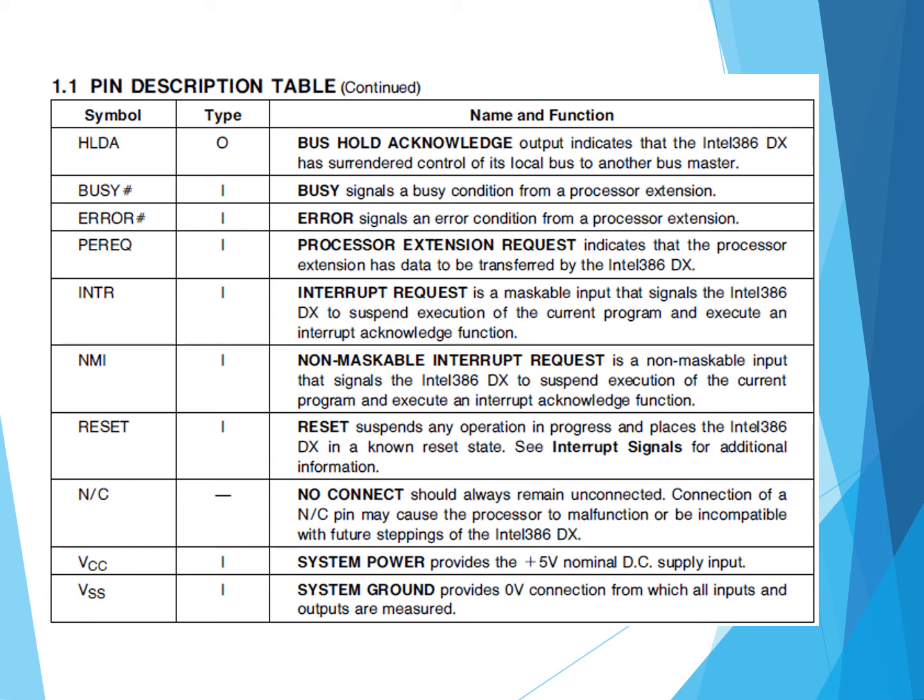Our last two pins are VCC, the system power, which is used to provide a +5 volt nominal DC supply input, and VSS, the system ground, which provides the 0-volt connection from which all inputs and outputs are measured. These last two are the essential pins that are used by all processors to make the processor work.